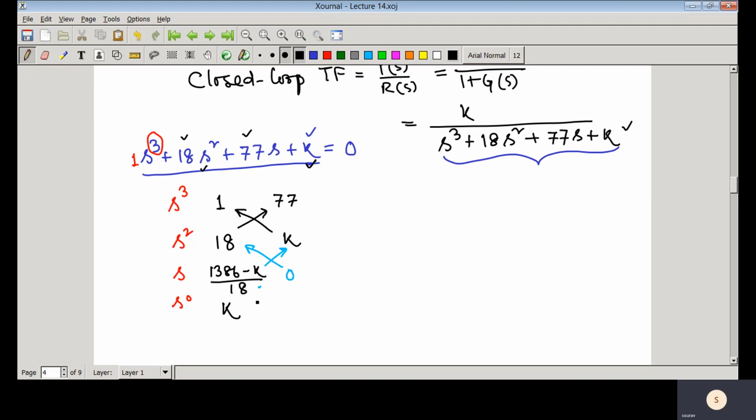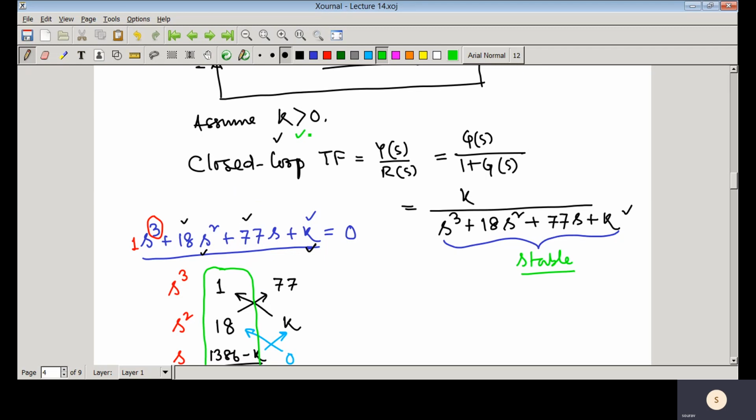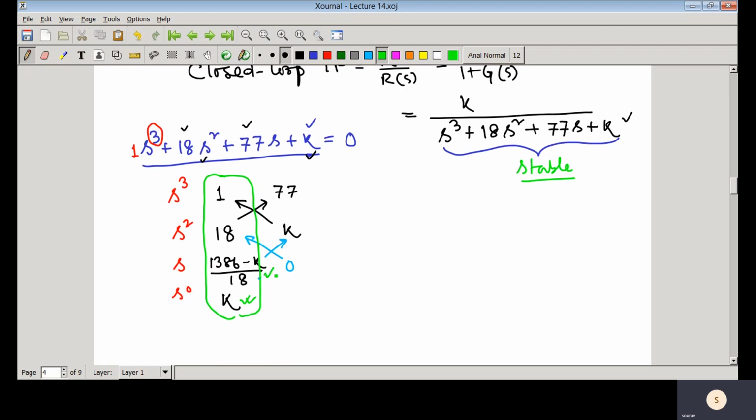So now you know that the first column here, you can see that this is that first column. This polynomial would be a stable polynomial. That means all roots will be in the left half of that S plane if there is no change of sign. As we have considered that K is greater than 0, because we have already assumed that, that means this particular term here should be greater than 0.